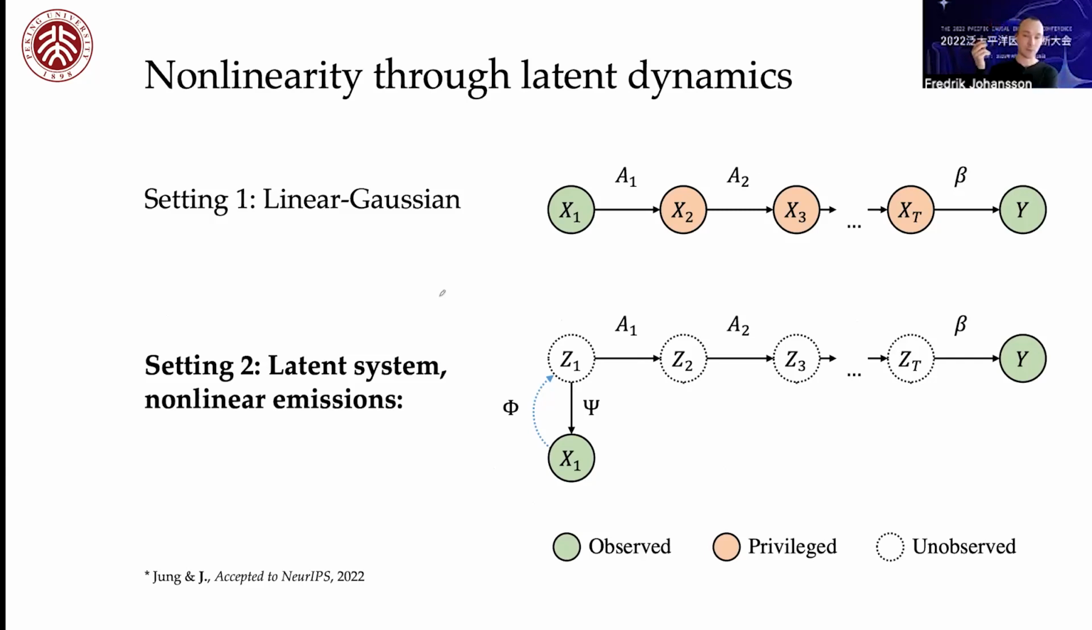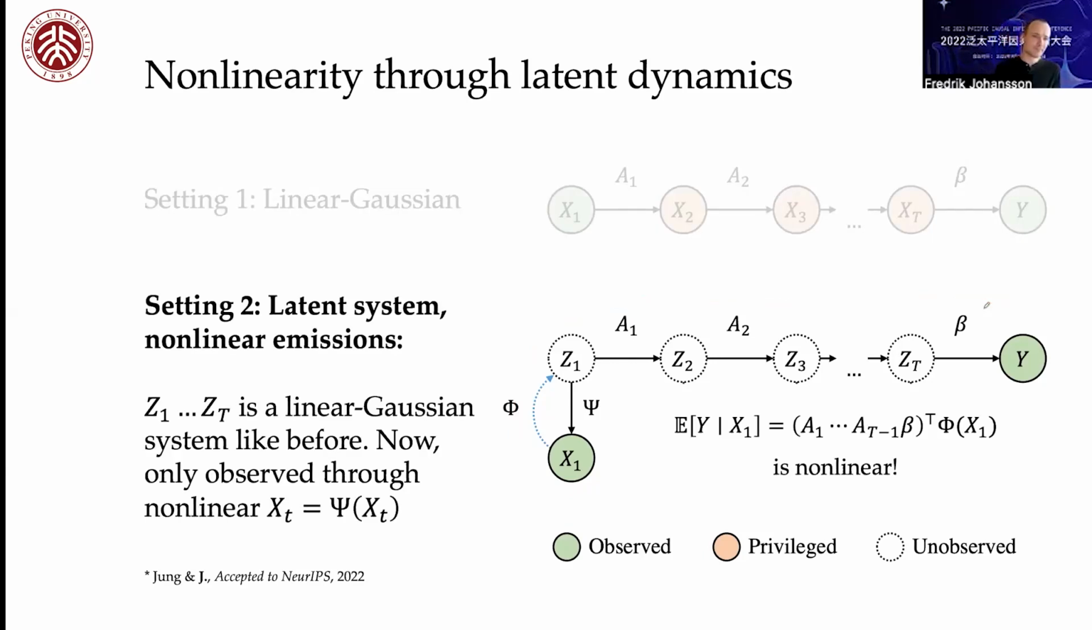In our second setting, we will think about a system that is partially unobserved to us, which is this z1 through zt. That will now be a linear system, but we won't actually observe that system. We will observe some nonlinear transformation of that system, if you like. So what we see here is that z1 emits some observation x1 through some nonlinear function psi, and there's an inverse function phi, which we would need to model or approximate in order to predict y, if we want to predict the entire way from x1 to y.